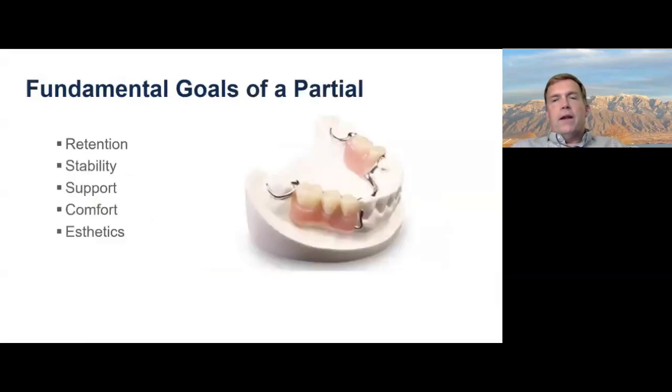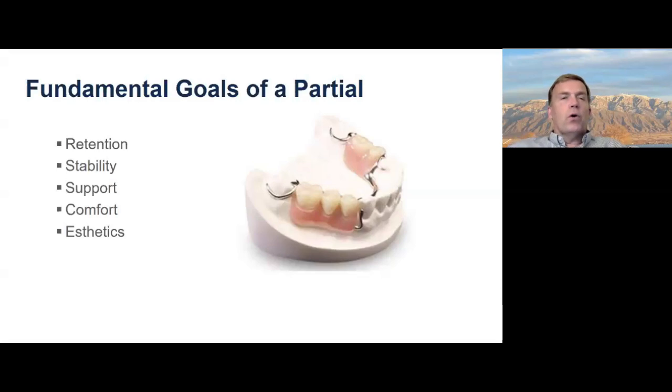So what are our fundamental goals of a partial? We need to look at it and see, does it meet these requirements? Of course, retention. We want to make sure that the partial isn't easily dislodged during chewing or moved during speech. On the other hand, we want to make sure it's not so retentive that it's difficult for the patient to remove. So we've got to find that nice balance. Most of the time, this is the simplest objective to achieve unless there's something odd with tooth morphology.